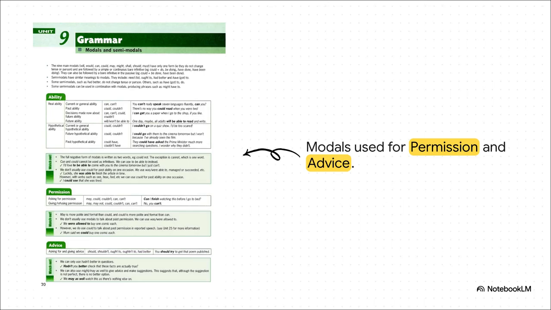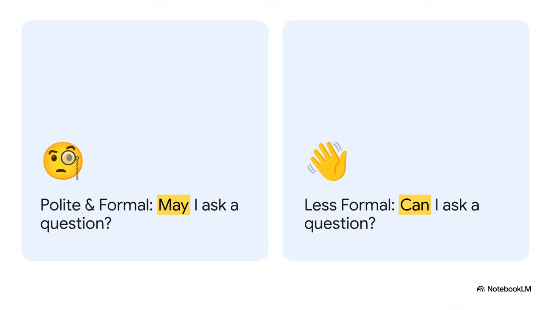Let's zero in on a couple of really important pairs. Let's take may versus can. Both are used to ask for permission, but oh boy, the signals they send are totally different. May I is the gold standard of politeness. Think of it as wearing a suit and tie to ask your question. Can I, on the other hand, is your everyday go-to. It's casual, friendly, perfect for asking a buddy for a favor.